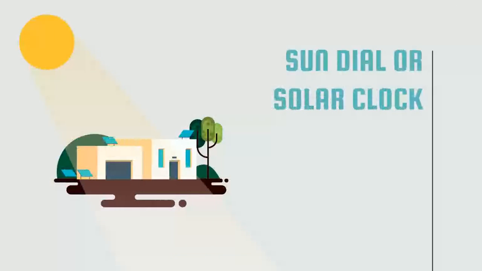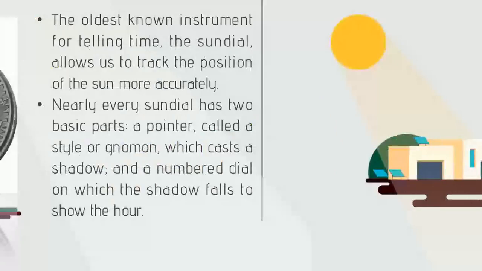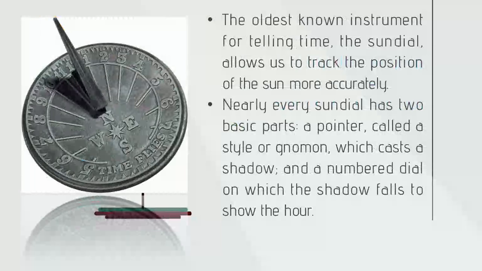Now let's go to sundial or solar clock. The oldest known instrument for telling time is the sundial. It allows us to track the position of the sun more accurately. Nearly every sundial has two basic parts: a pointer, that is also called a style or gnomon, which casts a shadow, and the numbered dial on which the shadow falls to show the hour.